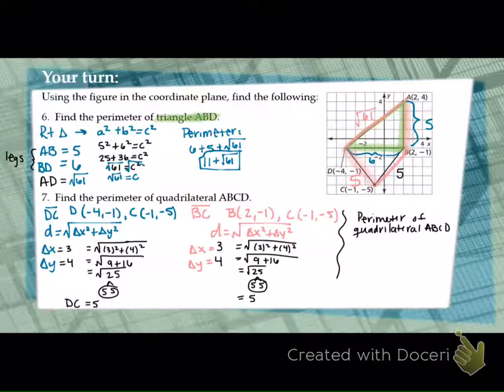So the perimeter of quadrilateral ABCD is 5 plus 5 plus 5 plus the square root of 61, right? Can you add 5s into the square root of 61? Is 5 and the square root of 61 a like term? No, we talked about that on the previous slide. So we have 15 plus the square root of 61.